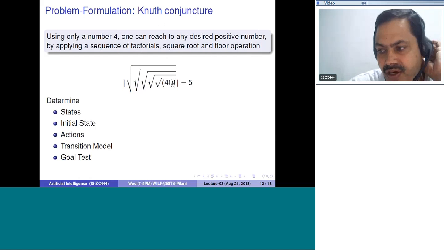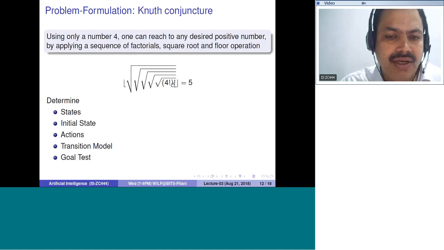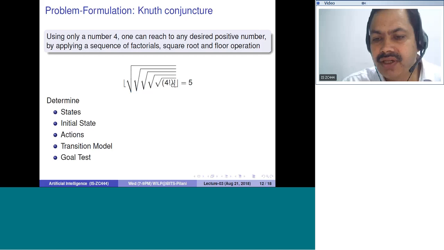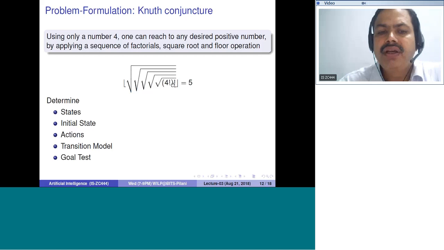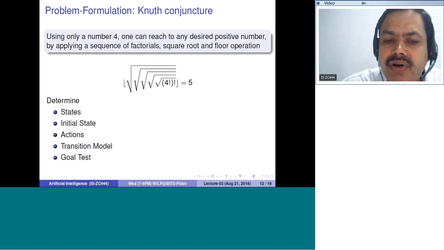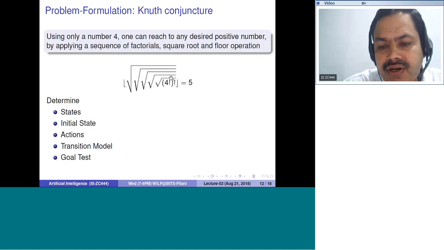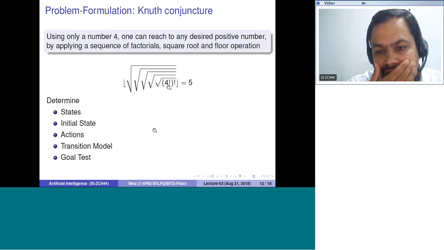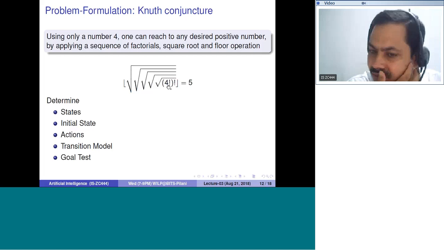Factorial 4 is 4 multiplied by 3 multiplied by 2 multiplied by 1. What is the number? Can anybody tell? 24, it looks like. Okay, and if you apply the factorial of 24, can anybody tell me what the factorial of 24 is? You can solve it using the internet. Can anybody write what the factorial of 24 is?